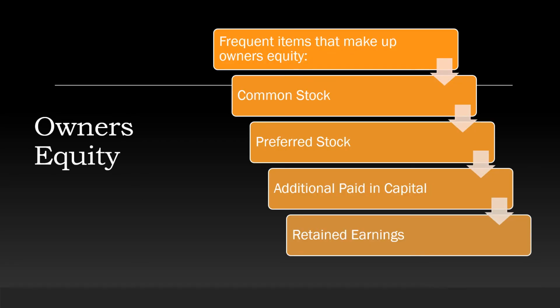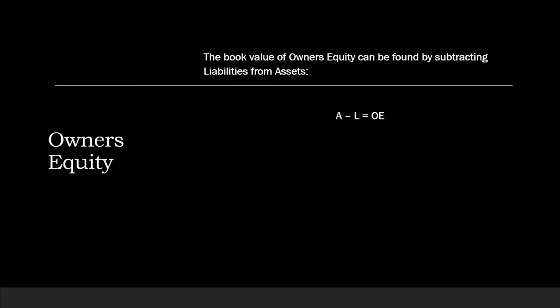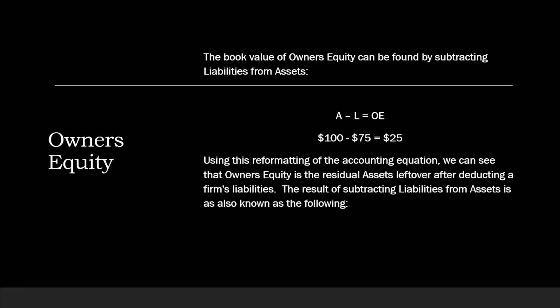Owner's equity. Frequent items that make up owner's equity: common stock, preferred stock, additional paid-in capital, and retained earnings. The book value of owner's equity can be found by subtracting liabilities from assets. Assets minus liabilities equals owner's equity. In our example, using the same numbers that we used previously, $100 of assets less $75 of liability equal $25 of owner's equity.